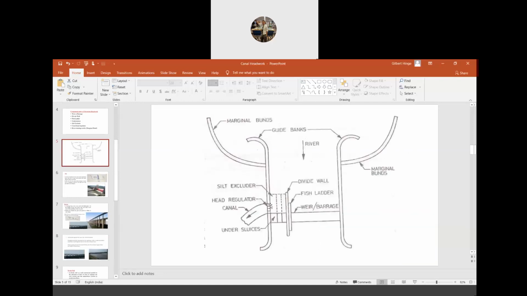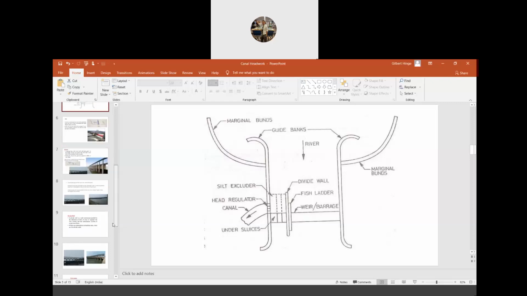So here, we're in the area where we divert the water into the canal. We should make sure that the flow here is not turbulent in nature. If the flow is turbulent, then silt content will enter into the canal, and eventually it will affect the capacity of the canal. That's why we create this undersluice gate here.